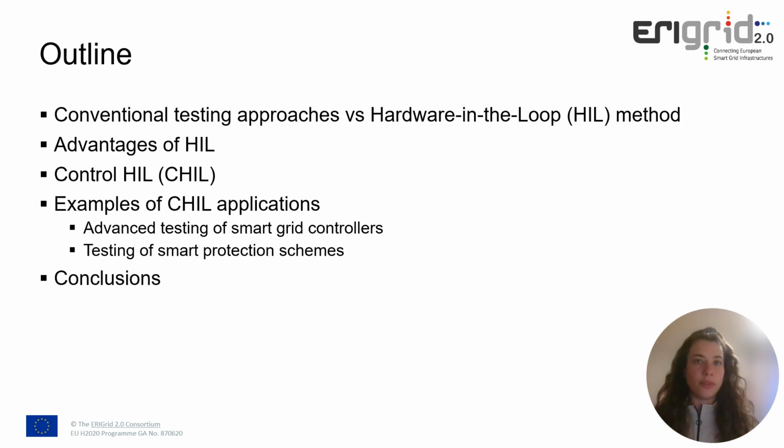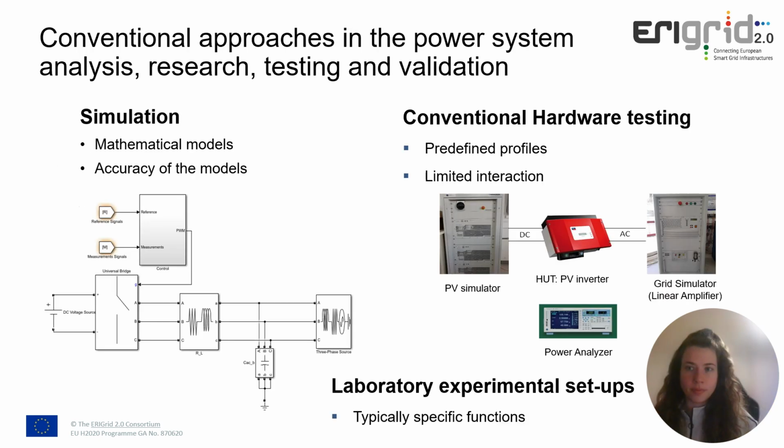The outline of this module is the following. First we will discuss conventional testing approaches versus hardware in the loop method, and we will see the advantages of hardware in the loop. Then we will give more details on how to implement control hardware in the loop, and we will proceed with some examples of control hardware in the loop applications on advanced testing of smart grid controllers and testing of smart protection schemes. We will conclude with some remarks.